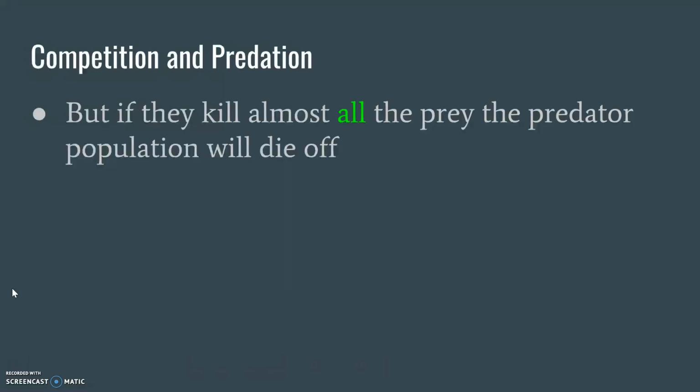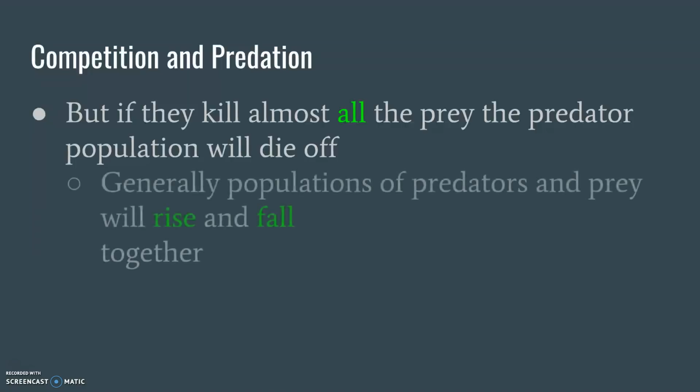So if they kill almost all of the prey, the predator population is going to die off. So this is where it gets a little tricky and a little abstract to think about. Let's use foxes and rabbits because it's pretty easy. So let's see what's going on here.